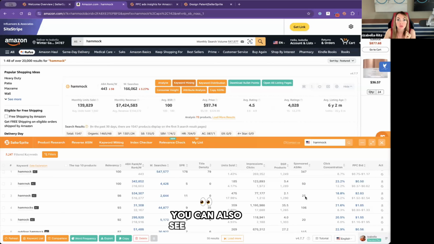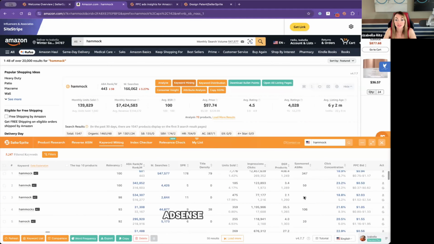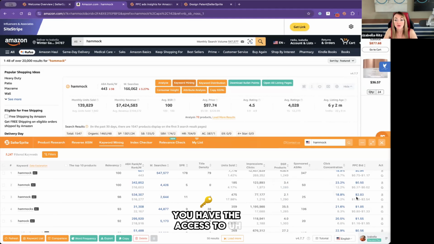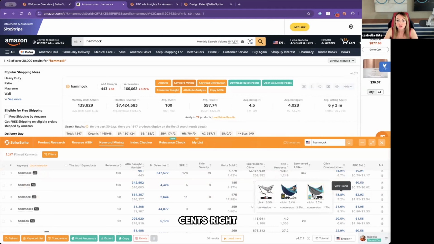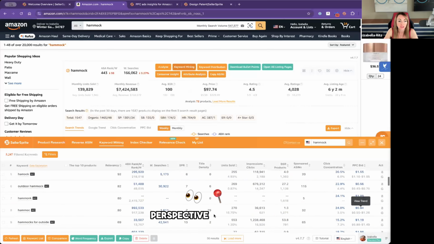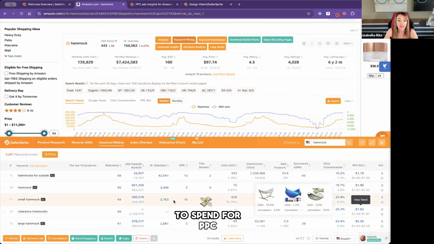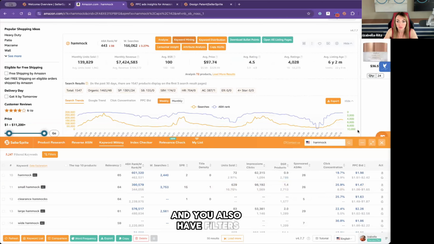More than that, you can also see the amount of sponsored ASINs that are trying to advertise their product for this specific keyword. You also have, in one spot, access to your potential spend. For example, the keyword hammock, you will be targeting at $2 versus another hammock keyword, you will be targeting at 50 cents, right? So you can also have a perspective here based on the keywords, based on the amount you're planning to spend for PPC, and you also have filters.